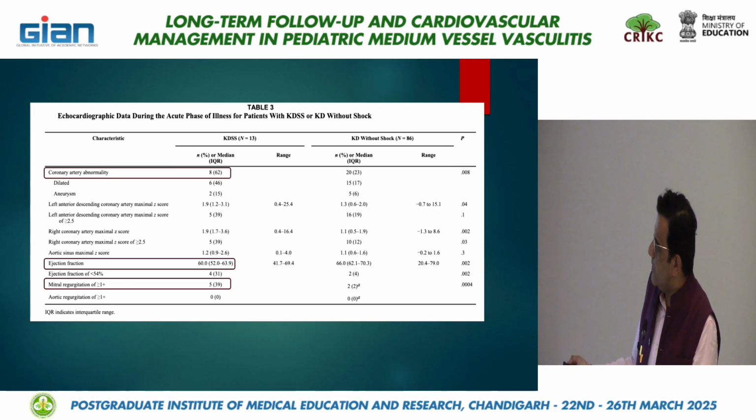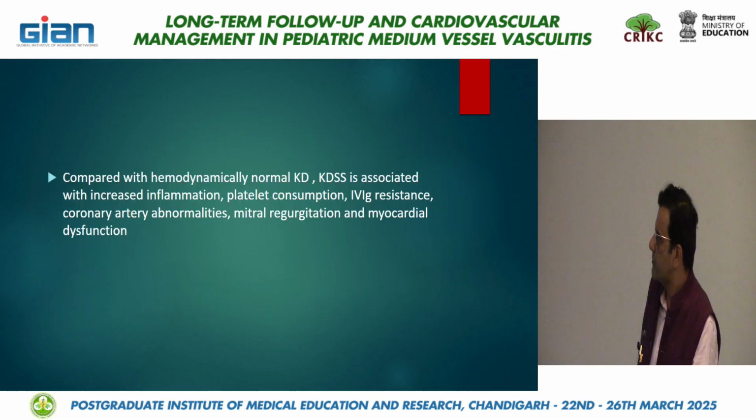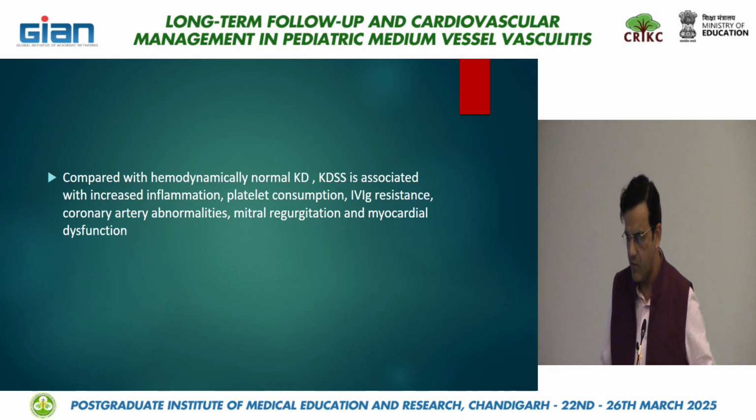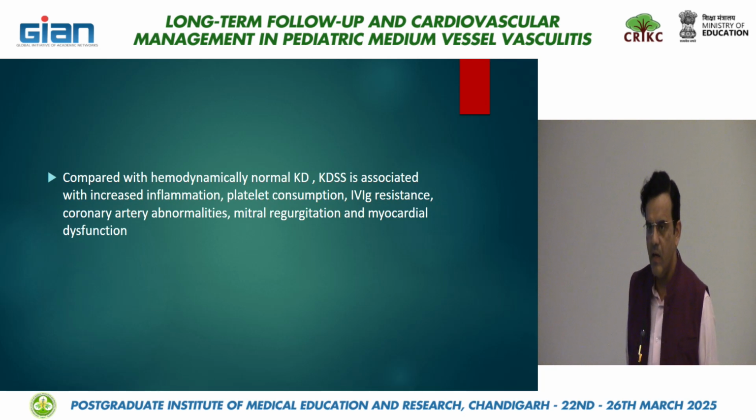Coming on to cardiac manifestations, the patients with Kawasaki disease shock syndrome had more chances of coronary artery abnormalities, which included dilatations and aneurysms. They also had decreased ejection fraction as compared to Kawasaki disease without shock. Chances of mitral regurgitation were more in patients with shock. So they concluded that compared with hemodynamically normal Kawasaki disease, KD shock syndrome is associated with increased inflammation, more platelet consumption leading to thrombocytopenia, IVIG resistance, coronary artery abnormalities, mitral regurgitation, and myocardial dysfunction.